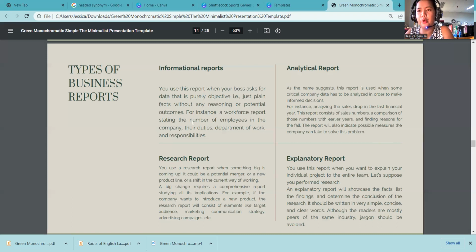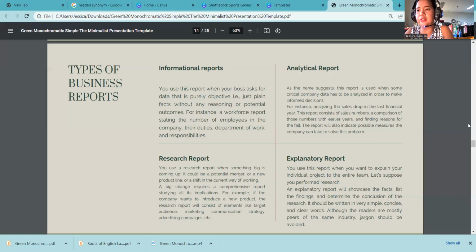The next one would be the analytical report. Analytical report is more of analyzing data from the different reports or statistics wherein the sales were clearly shown. As the name suggests, this report is used when critical company data has to be analyzed in order to make an informed decision. For example, analyzing the sales drop in the last financial year: a report consisting of sales numbers, comparisons of those numbers with earlier years, finding reasons for the fall, and also indicating the possible measures the company can take to solve this problem.